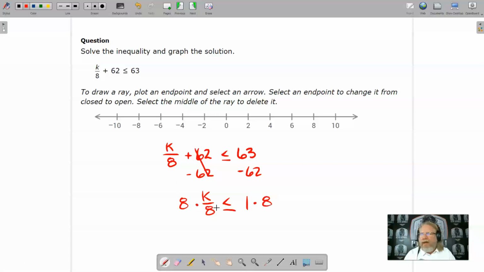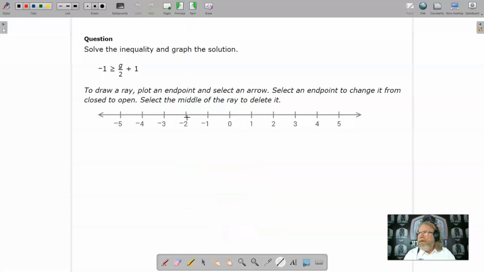It's been a little while since we had multiplication, so I'll throw all that in there. The 8's are going to cancel each other, leaving me with just k on the left. Bring my sign along. And 1 times 8 is 8. So I end up with k is less than or equal to 8. So we have the equal portion, so we need to go ahead and make a solid dot, and everything less than 8 is going to be everything to the left on the number line. So we want our line going to the left.